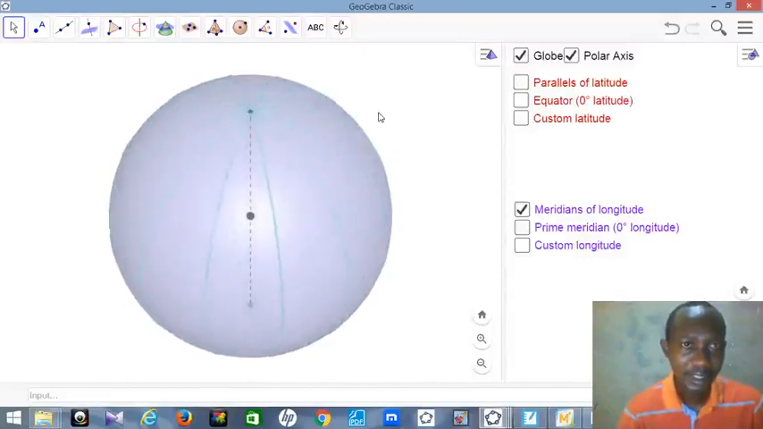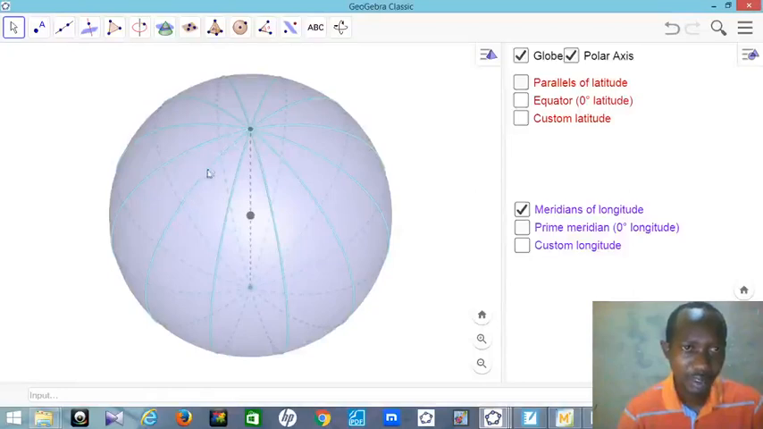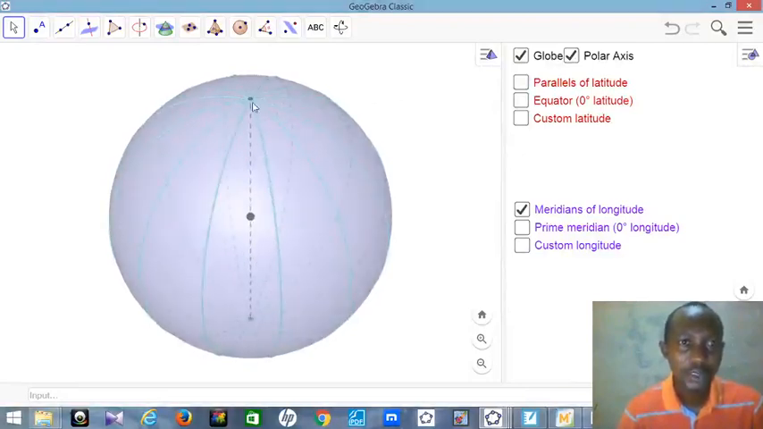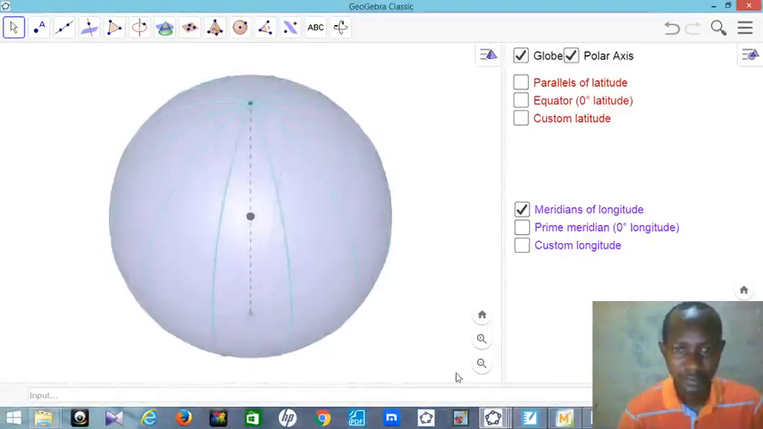For example, let's take this line. If you trace this one, you can see that it moves from the North Pole. See how it goes round to the South Pole and rises up again to the North Pole. You can see all of them do the same, and they pass through the North and the South Pole. So take note of that.